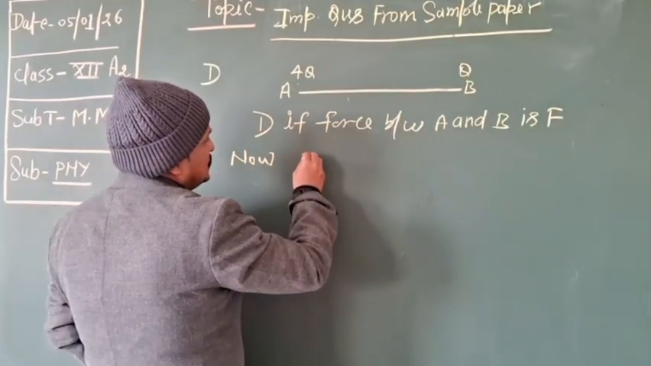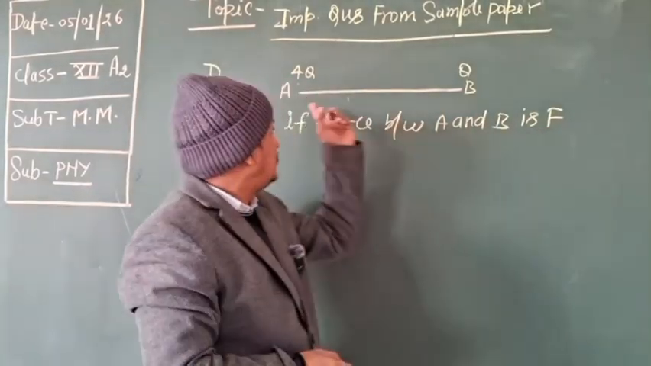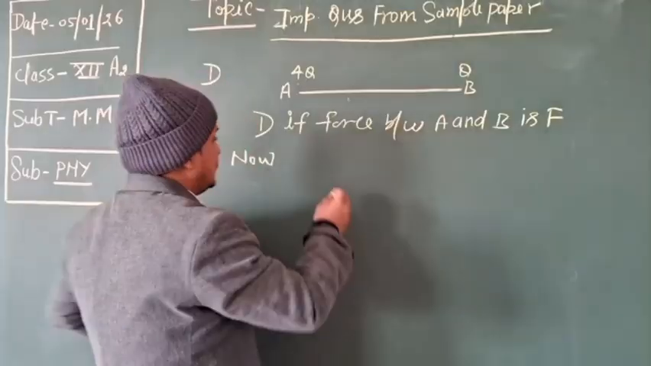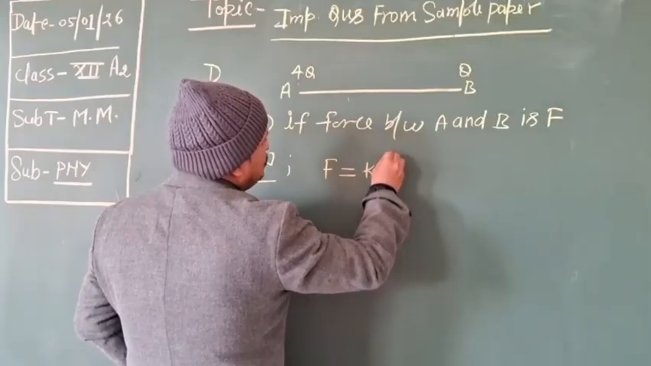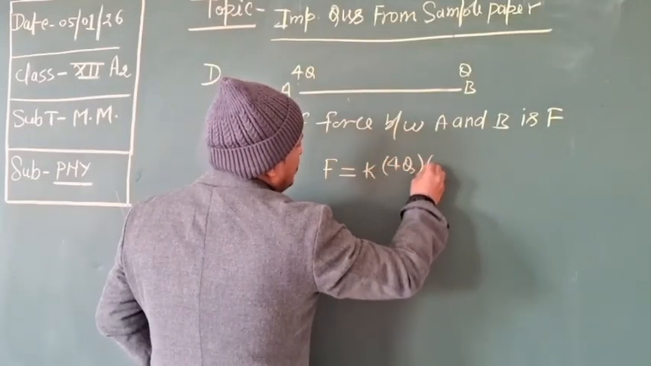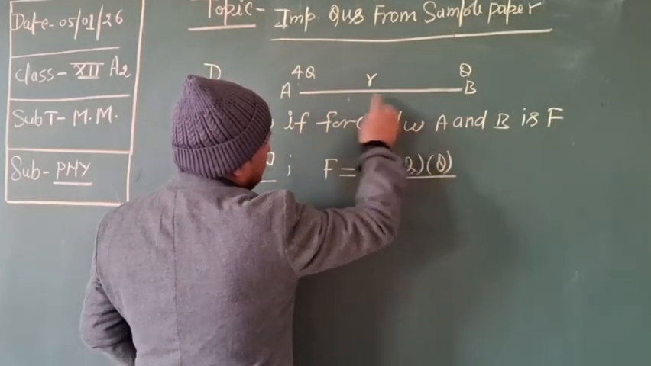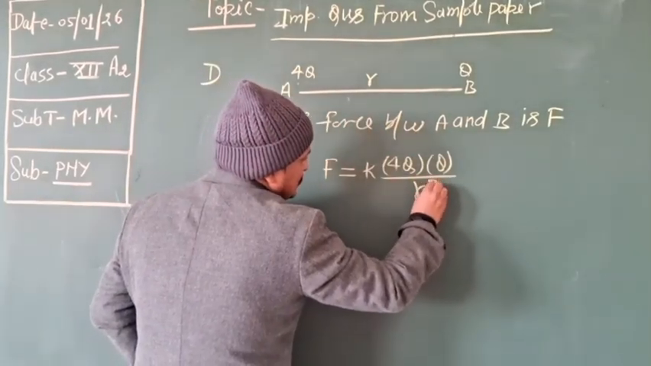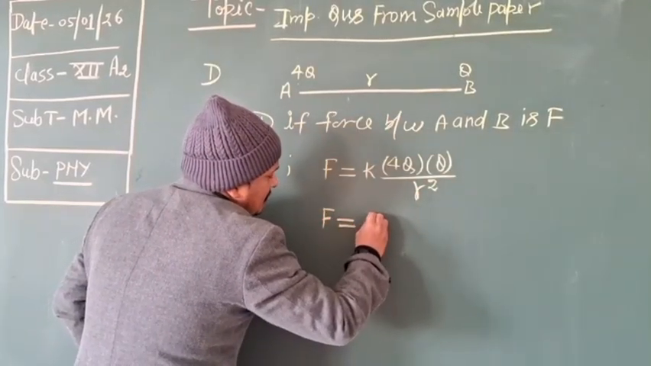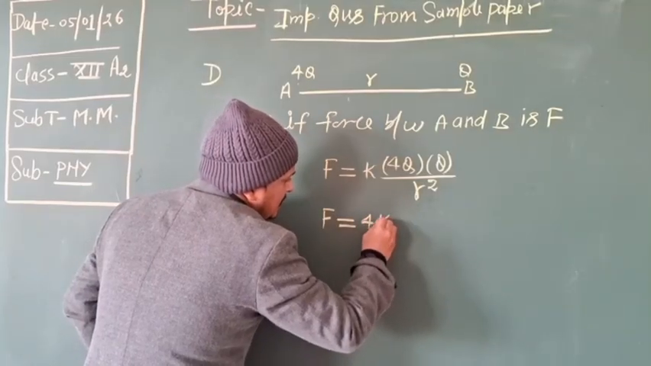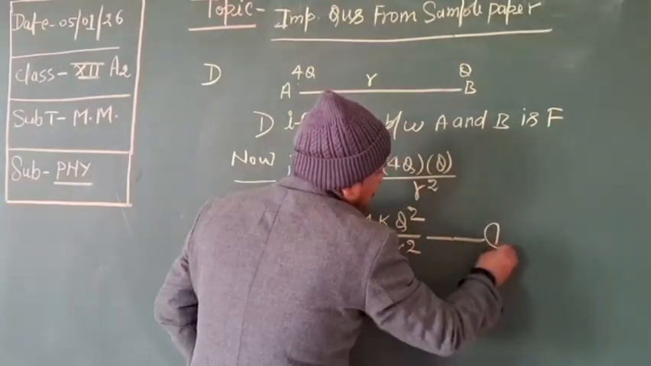First, you should calculate the force between A and B in the initial condition. According to Coulomb's law, F will be K Q1 Q2, that is 4Q into Q, upon distance squared. Let us consider the distance between A and B is small r, then r square. Then you can calculate the value of F as 4K Q square upon r square. This is equation number one.